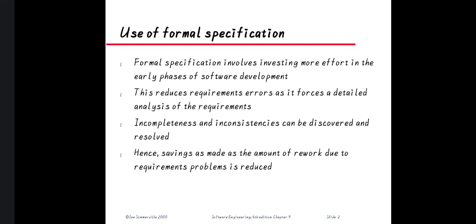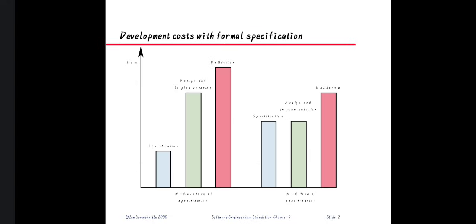Next study, use of formal specification. Formal specification involves investing more effort in the early phases of software development. This reduces requirements errors as it forces a detailed analysis of the requirements. Incompleteness and inconsistencies can be discovered and resolved. Hence, savings are made as the amount of rework due to requirements problems is reduced.